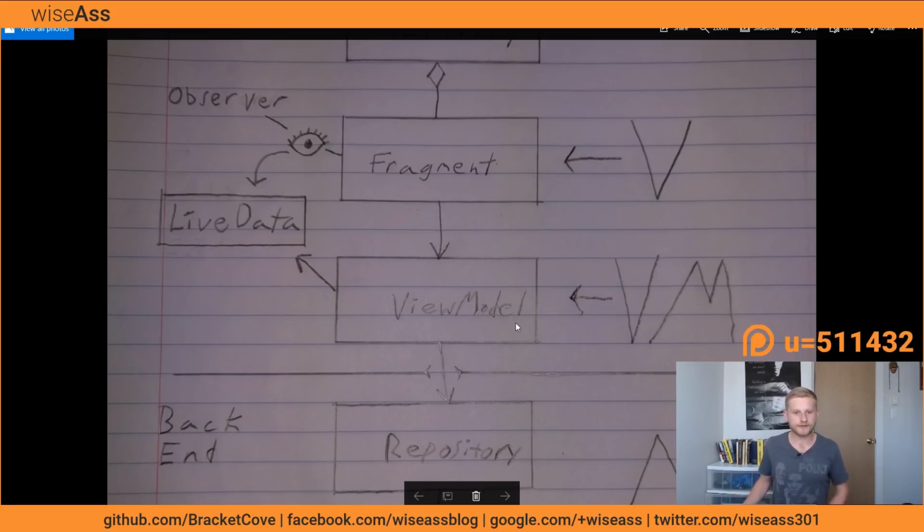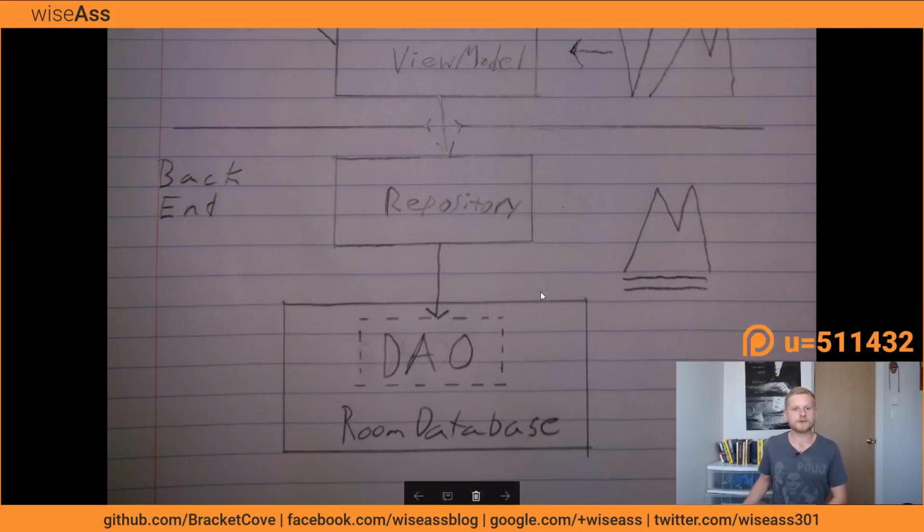Down below, we also have a repository. So naturally, the view model is going to be talking to a repository object, and the purpose of this repository is to sort of abstract the database from the view model, so we don't have a situation where the view model is talking sort of directly to our Room stuff. So we do want that layer of abstraction in there.